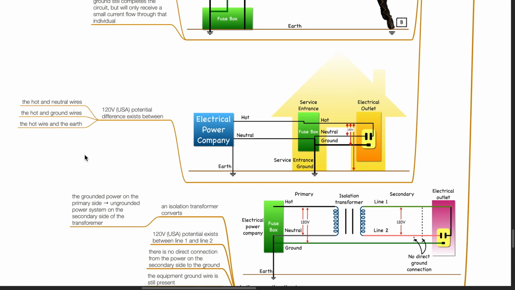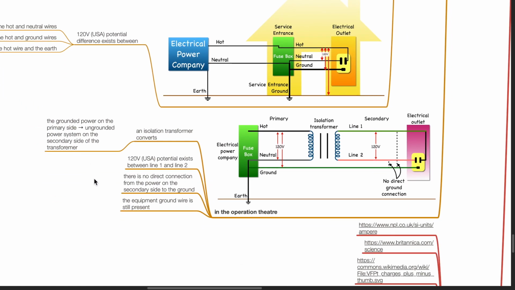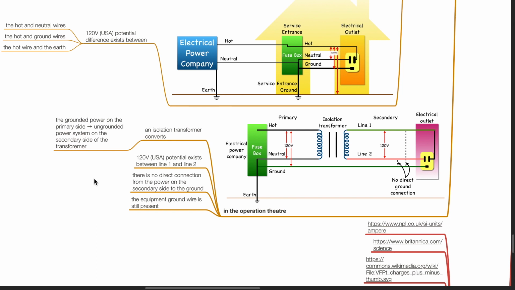In the operation theatre, an isolation transformer converts the grounded power on the primary side to an ungrounded power system on the secondary side of the transformer. 120 volts potential exists between lines 1 and 2 in the US. There is no direct connection from the power on the secondary side to the ground. The equipment ground wire is still present.